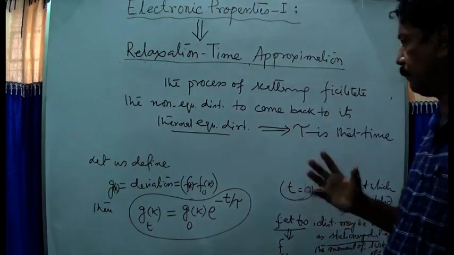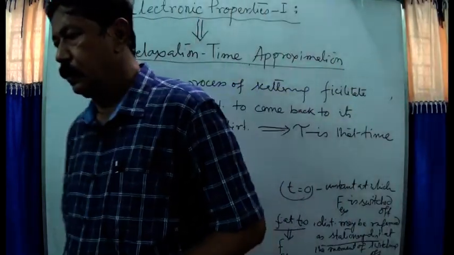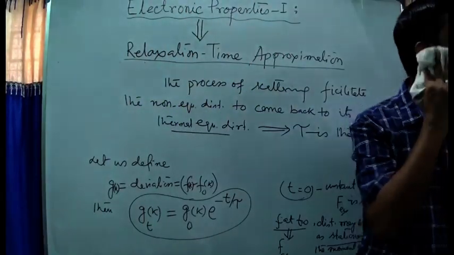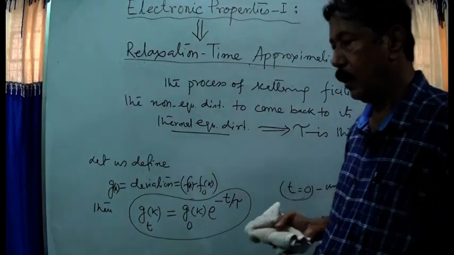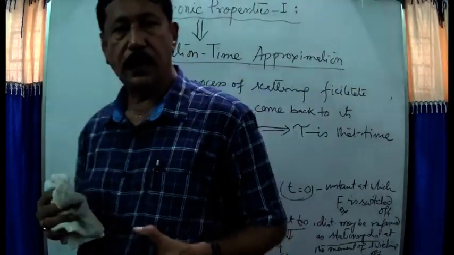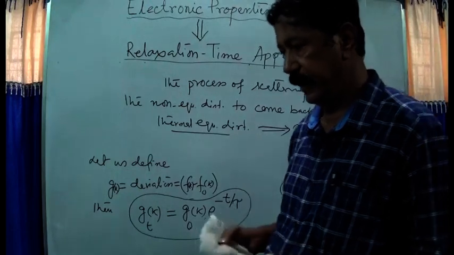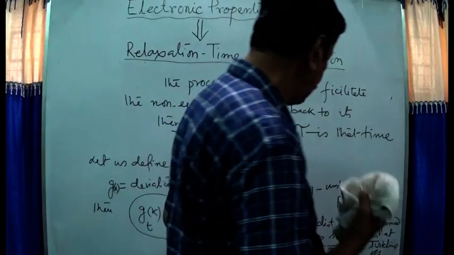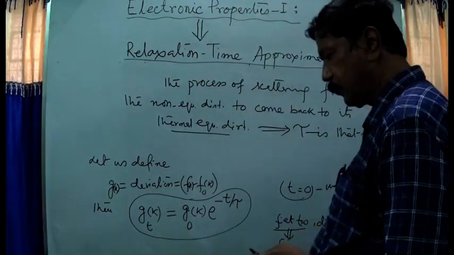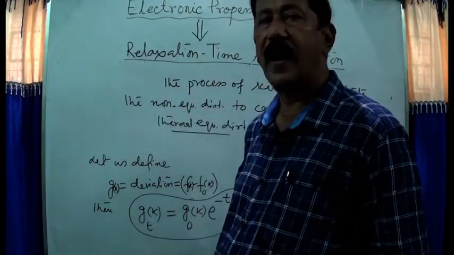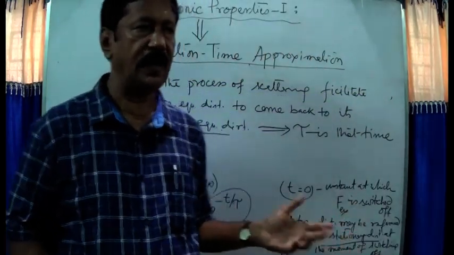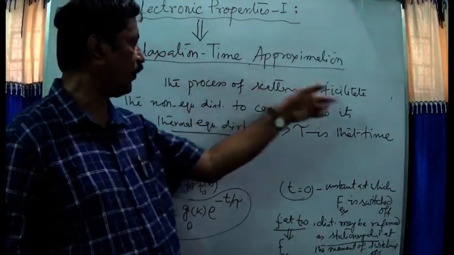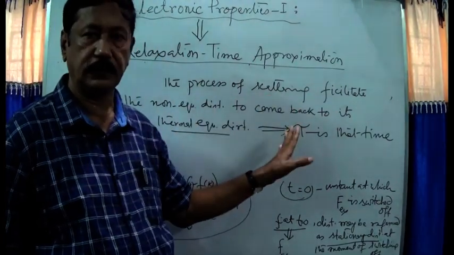relaxation time is nothing but the time through which a stationary distribution, which is attained due to the application of field, when that field is withdrawn, goes back to its original, I mean thermal equilibrium, position via a physical process which is called the scattering process.